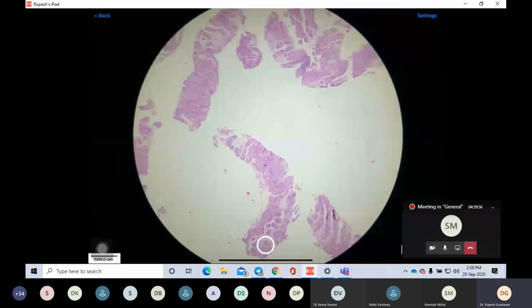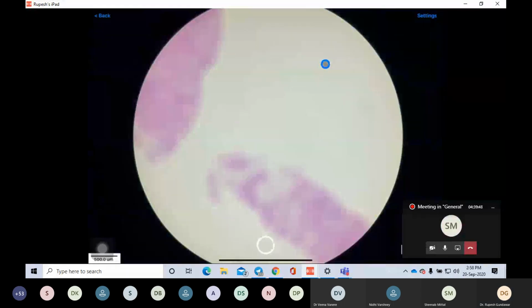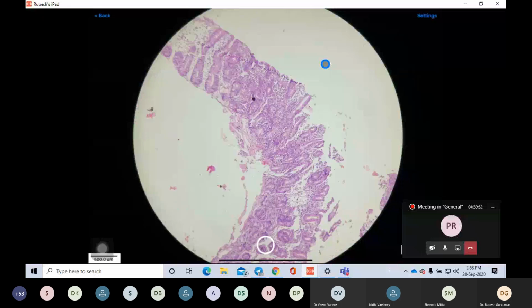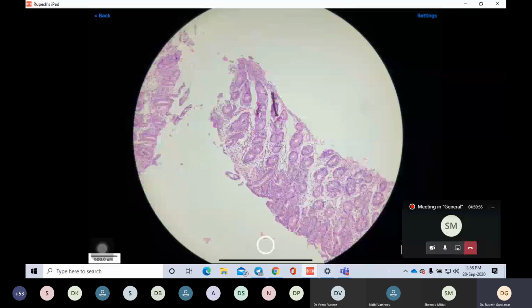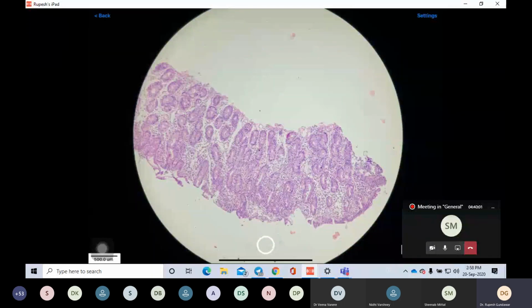This looks almost like a biopsy of colon. No villi anywhere. It's only the crypt, no villus projection, as if it is any colonic biopsy. So this was the ideal case of gluten sensitive enteropathy.